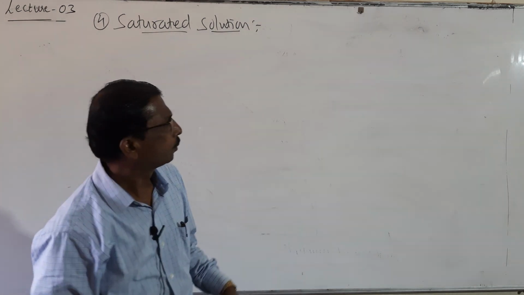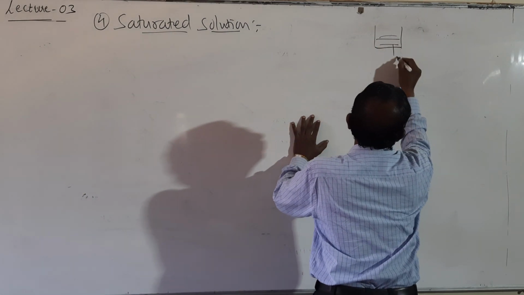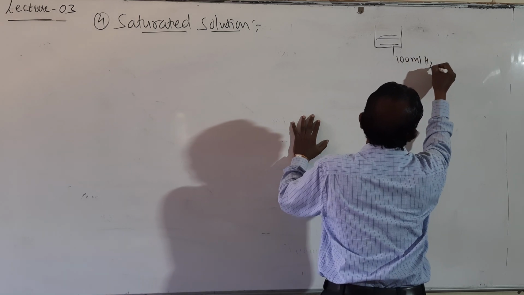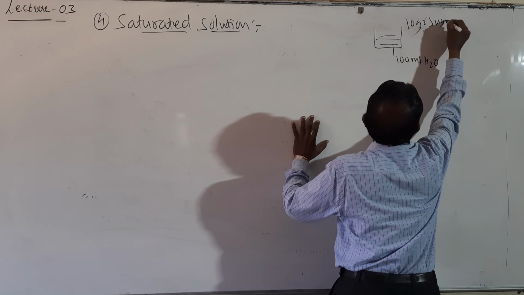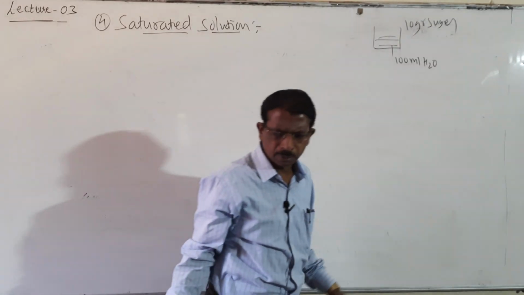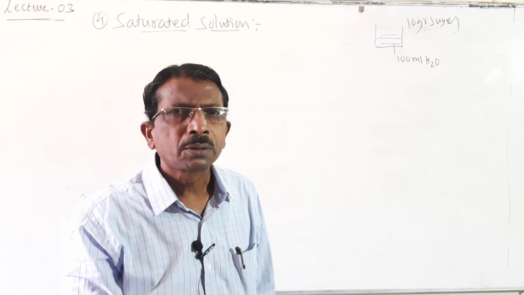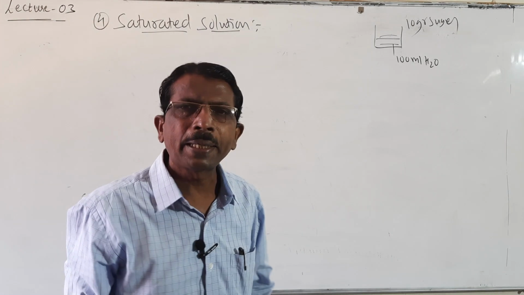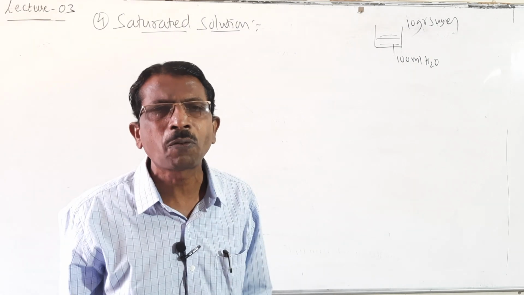Look here students, what is a saturated solution? Here, 100 ml of water is taken in this beaker and 10 gram of sugar is added to it. At a particular temperature, it is dissolved. It is shaken well and it completely dissolves in the 100 ml of water.